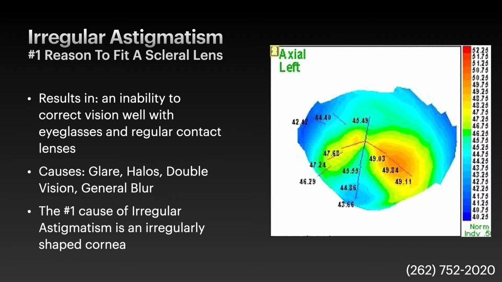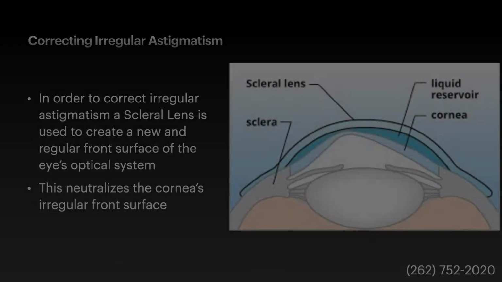This can be due to natural causes such as keratoconus, which is a degenerative disease of the eye, or after refractive surgery such as RK, PRK, or LASIK, patients can develop irregular astigmatism, which gives them poor vision no matter what type of glasses or contact lenses they wear.